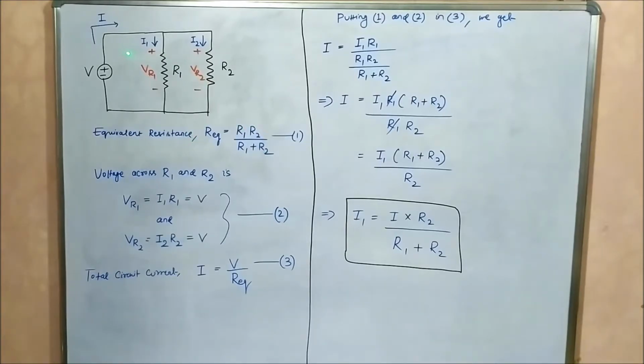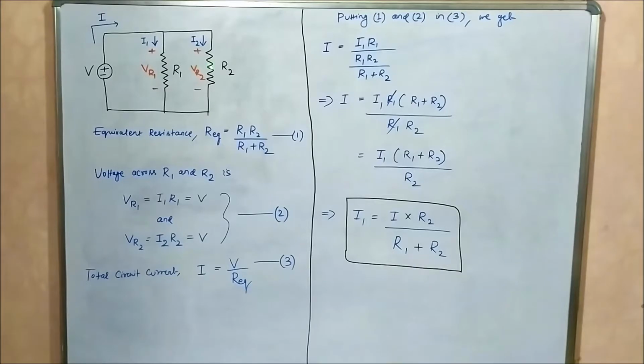Now the voltage across R1 and R2 will be the same and it will be equal to the DC supply voltage V. Why? Because when resistors are connected in parallel, the voltage across them remains constant. So whatever the voltage drop across R1, that will be the voltage drop across R2.